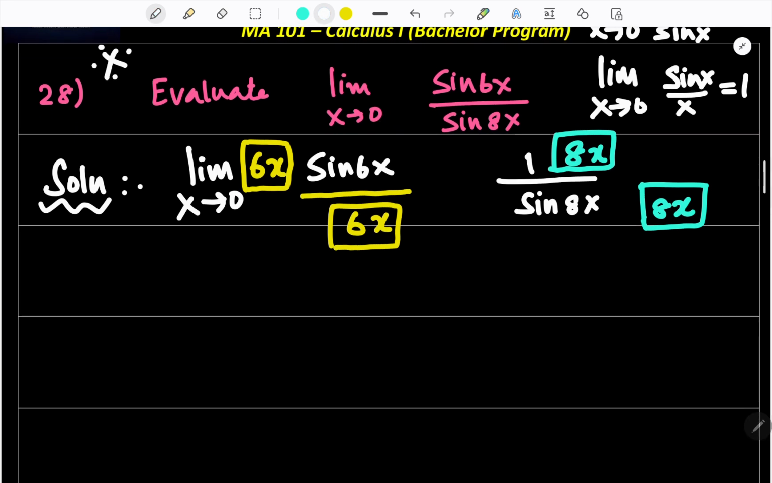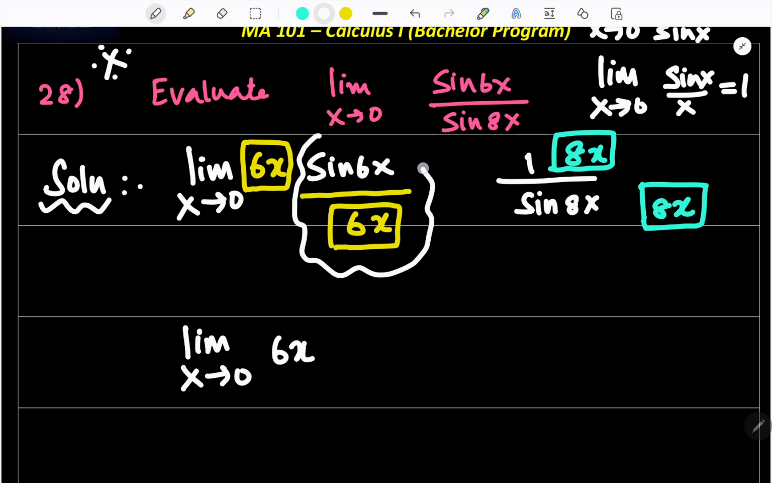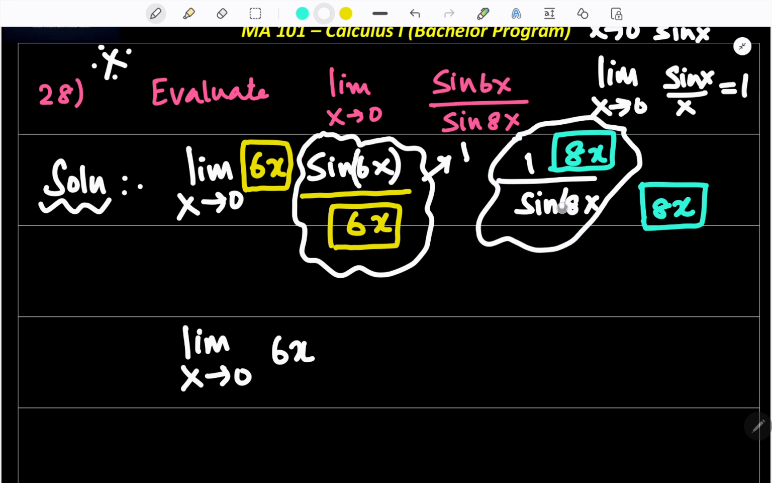So now limit x tends to 0, this 6x will be there. What is limit x tends to 0, sin x divided by 6x? It is equal to 1. Sin angle 6x divided by 6x. Similarly, when limit x tends to 0, 8x divided by sin 8x, this is also angle 8x. So this is also equal to what? 1. So what is remaining? Here is 1 and here is 1 and the 8x in the denominator.